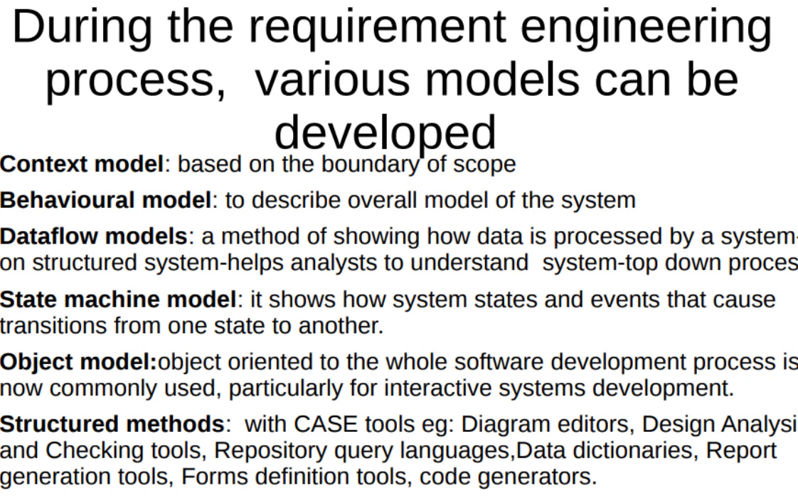Data flow model, we will discuss this in detail today. It is a method of showing how data is processed by a system in a structured system. And data flow models help analysts to understand the system. And there are different types of data models: top down process model, reverse, bottom up, etc.